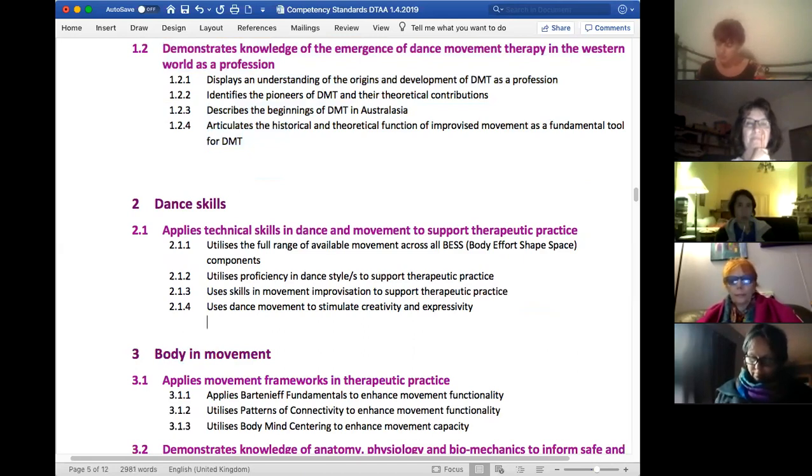You can see that we're not saying specifically what dance styles they might be, and that might be for a range of reasons, including that we might have culturally specific dance styles that might be relevant for our practice, or age specific. We might use beatbox or hip hop dancing if we're working with young people, or ballroom dancing with older adults. And then very fundamental to dance therapy, the idea of skills in movement improvisation to support therapeutic practice.